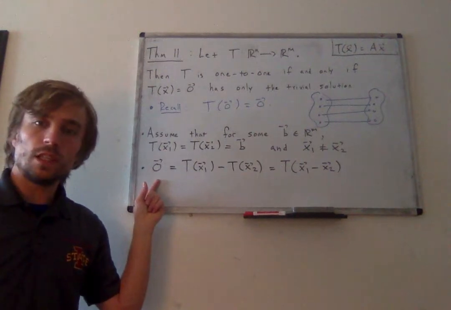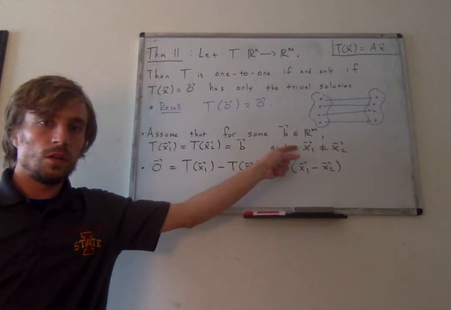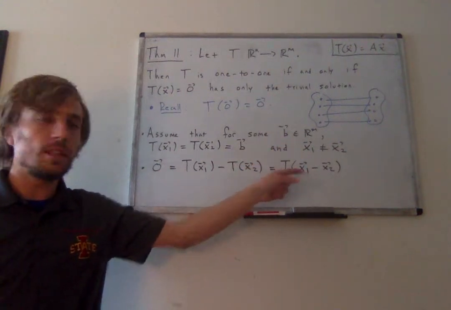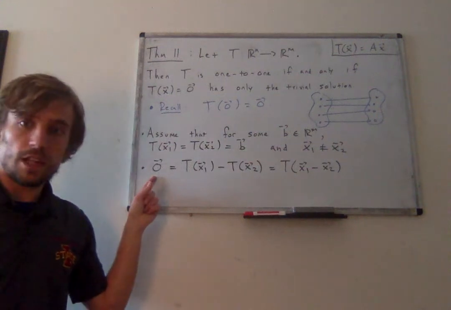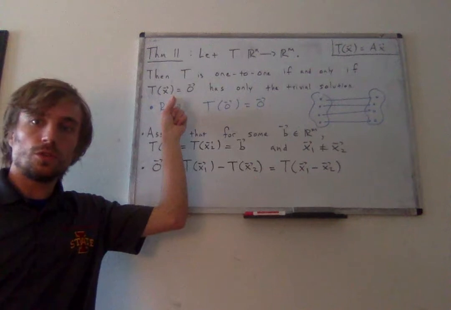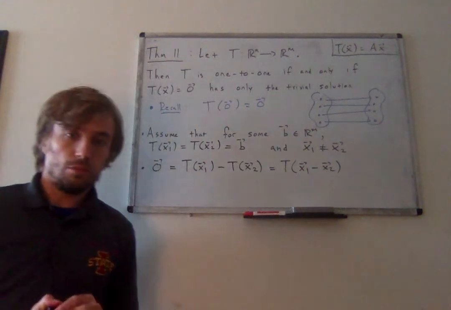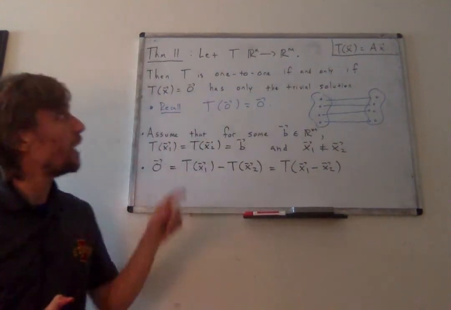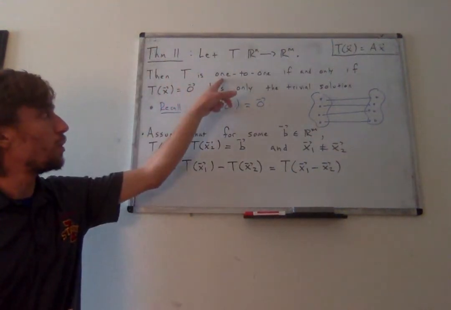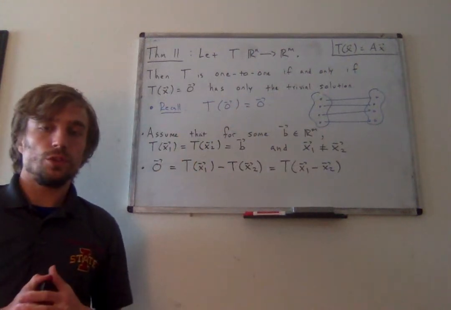But what did we initially assume? x1 is not equal to x2. So that means I just found a non-zero vector that maps to the 0 vector, meaning this has a non-trivial solution. So, Theorem 11 is true. That we know that a linear transformation is 1-to-1 if and only if this has only the trivial solution.